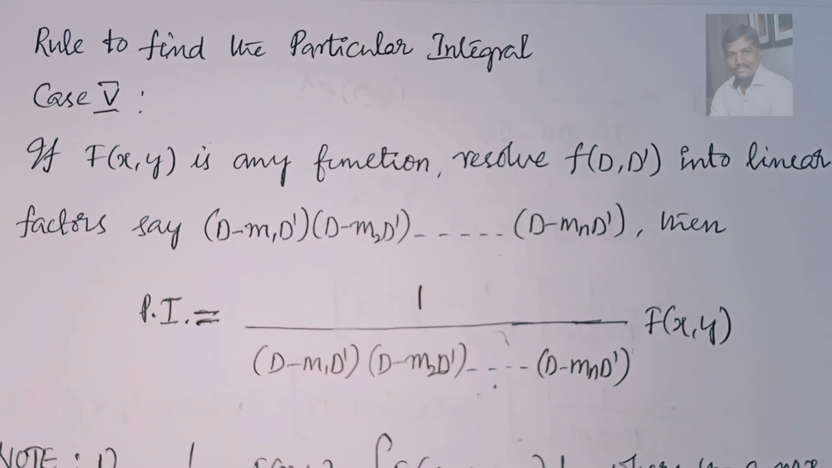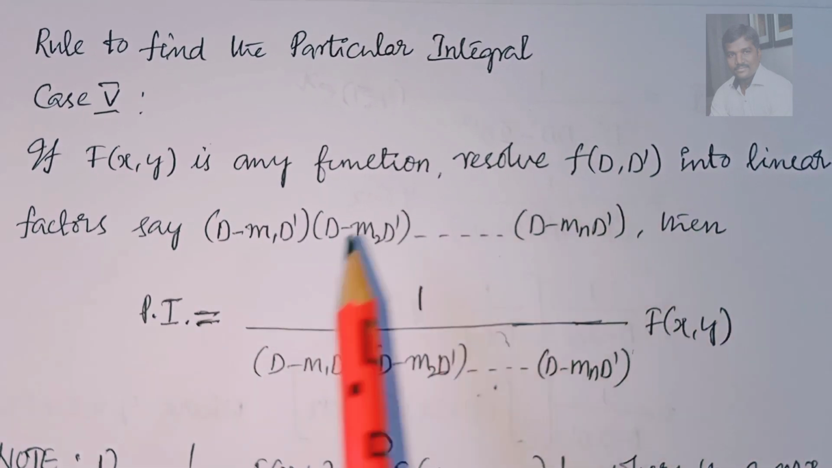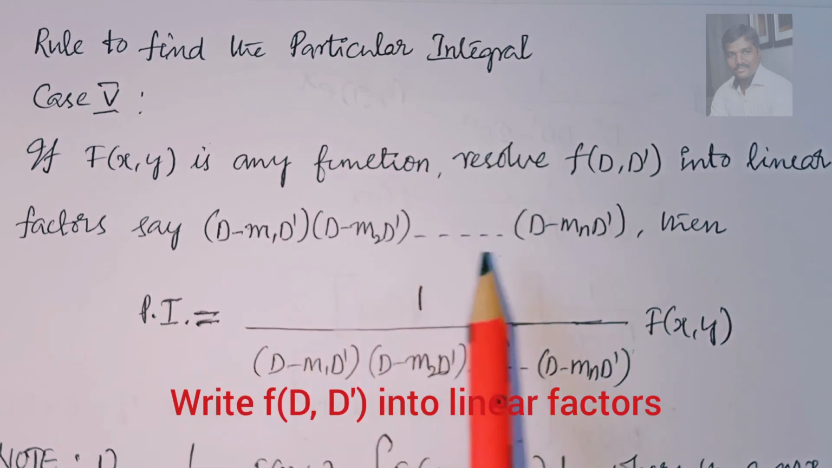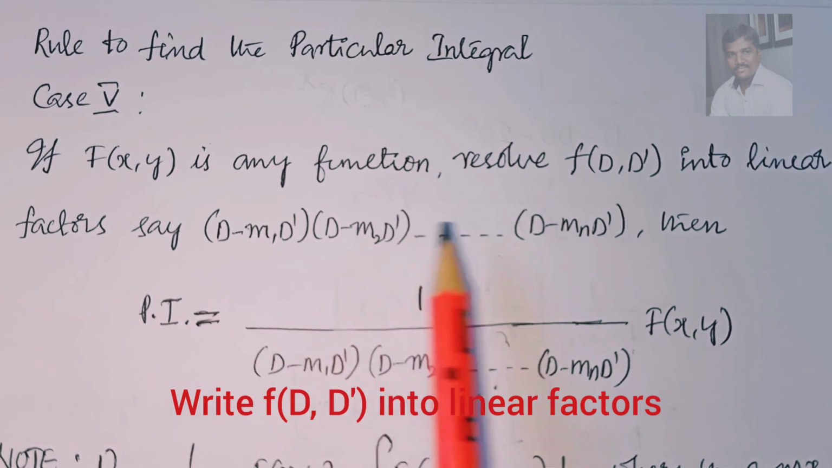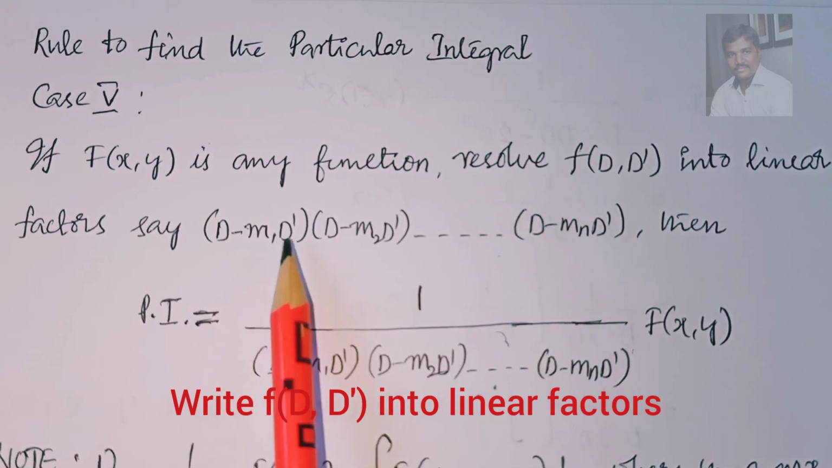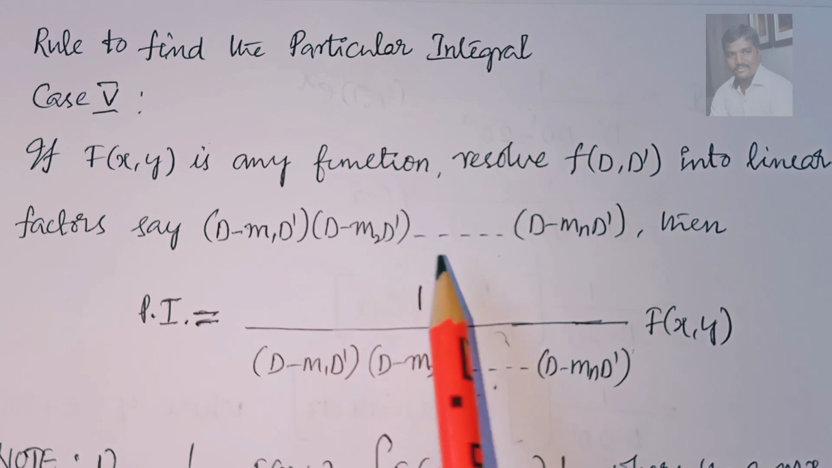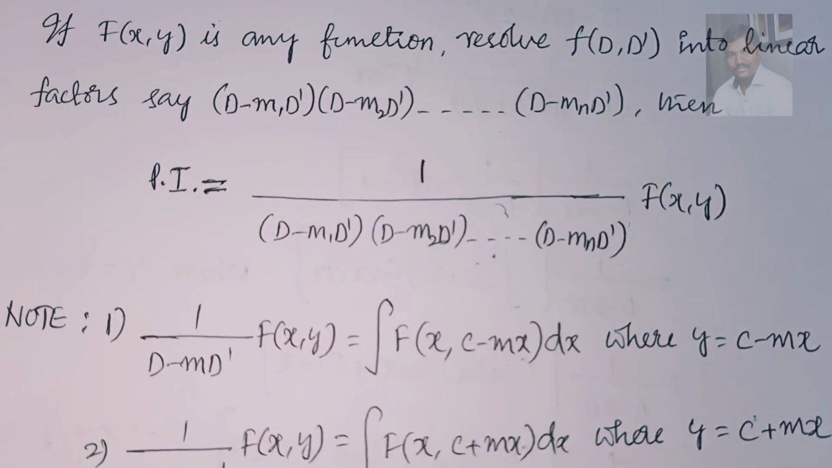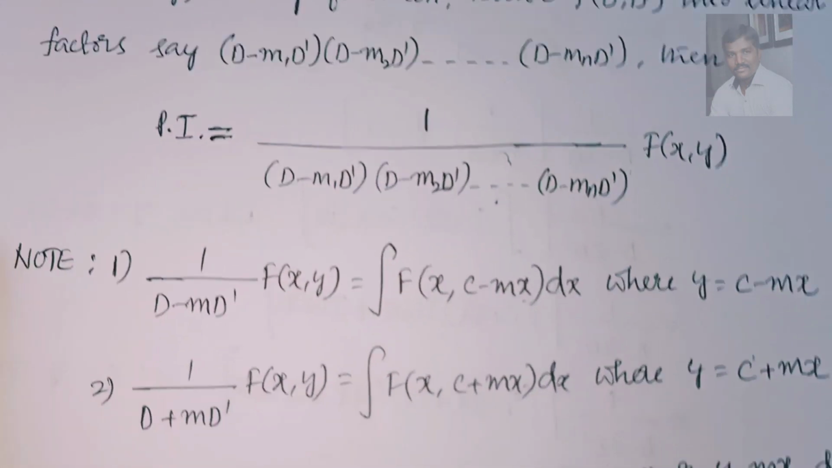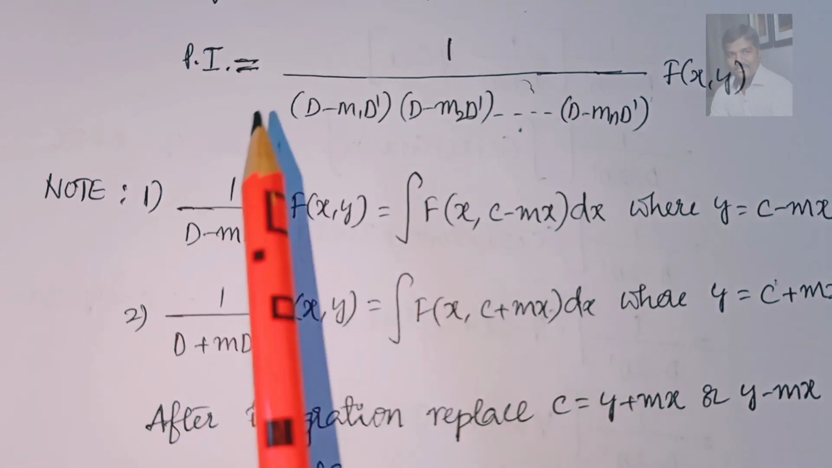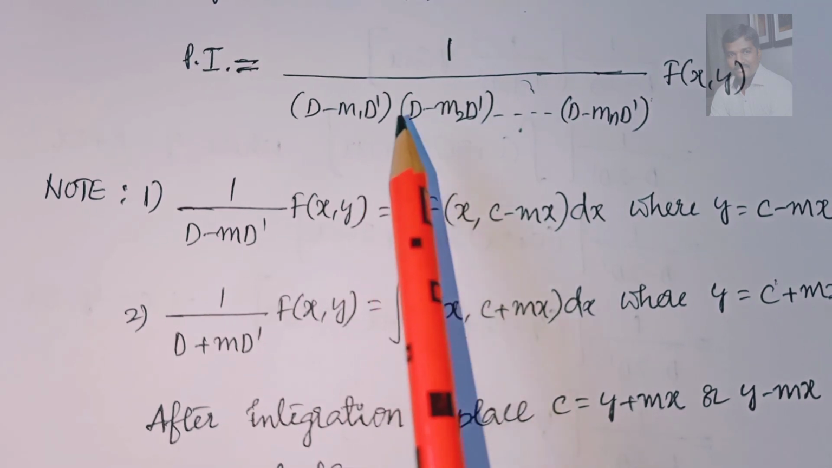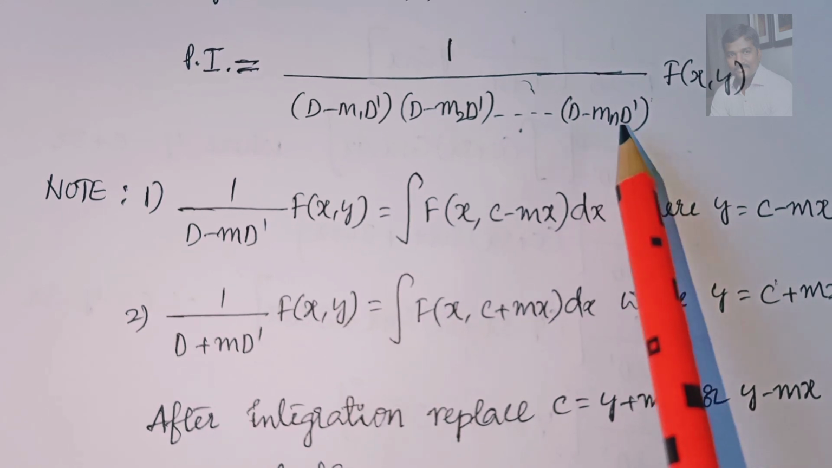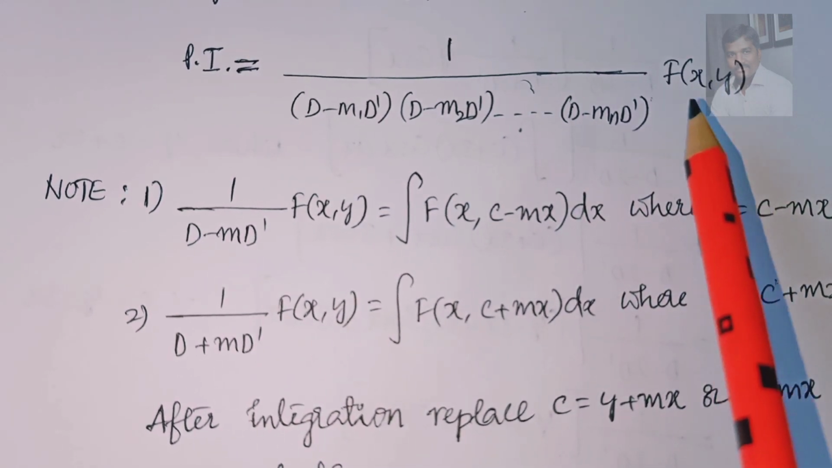For that, first we have to rewrite f of D comma D dash into linear factors in this form. Since it is an nth degree polynomial equation, you can write it into n linear factors like (D minus m1 D dash) into (D minus m2 D dash) and so on up to (D minus mn D dash). Now the particular integral is 1 by (D minus m1 D dash) into (D minus m2 D dash) and so on (D minus mn D dash) into f of x comma y.